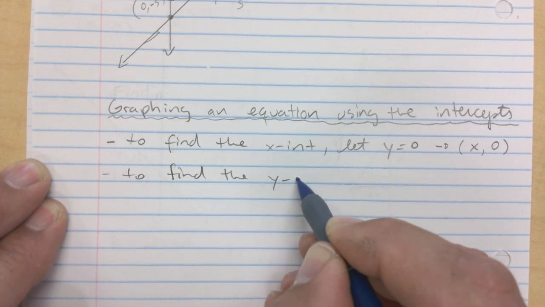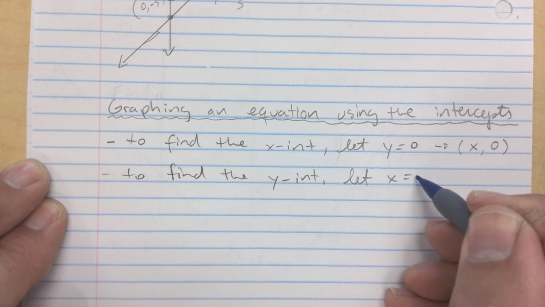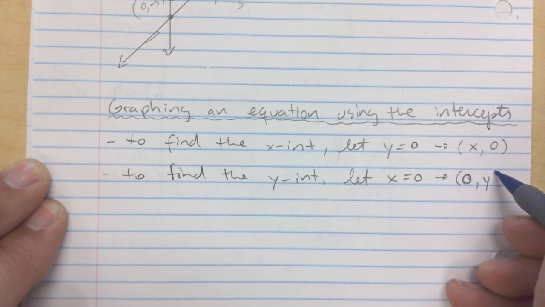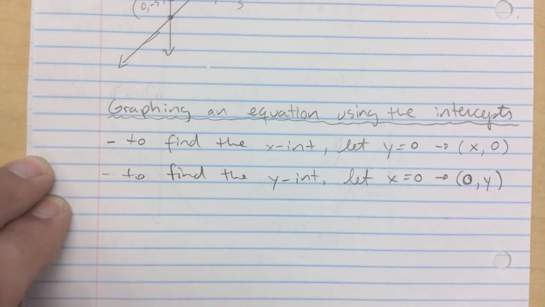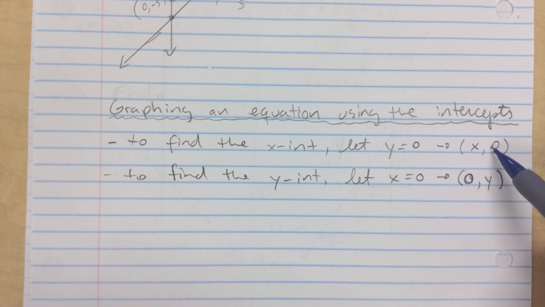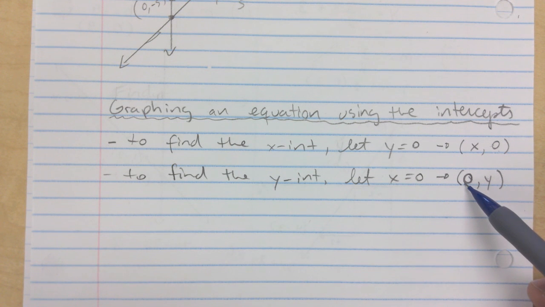To find the y-intercept, let x equal 0. So you're essentially looking for (0, y), right? And so x and y are going to be actual numbers, but the 0 is what you should focus on, right? When you're finding the x-intercept, y is equal to 0. When you're finding the y-intercept, x is equal to 0, okay?